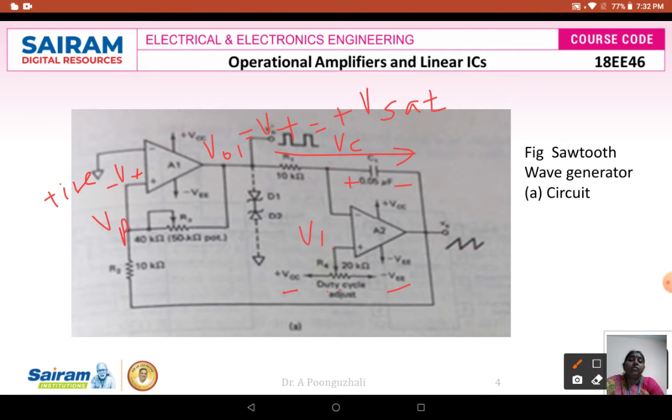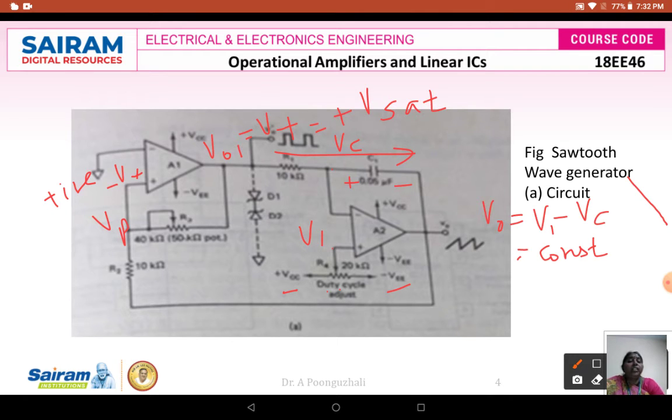V0, the voltage at the non-inverting terminal, is going to be V1 minus the voltage across the capacitance, Vc. In this case, this voltage V1 is going to be constant. When V1 is constant, my Vc is going to increase. When the output is at plus Vsat, Vc is going to increase. That means I am going to get a negative going ramp like this.